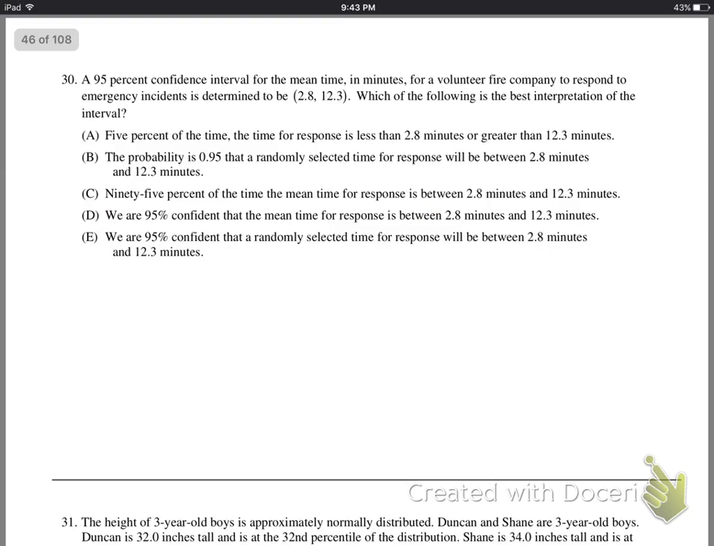Okay, so number 30 is basically defining what a 95% confidence interval is. Read all of them. The answer is D.